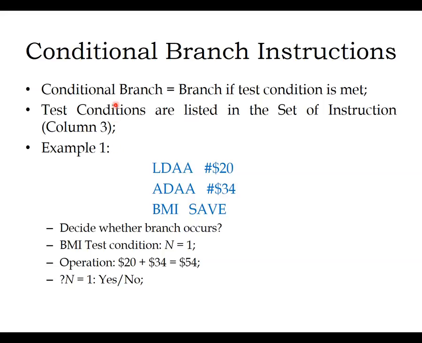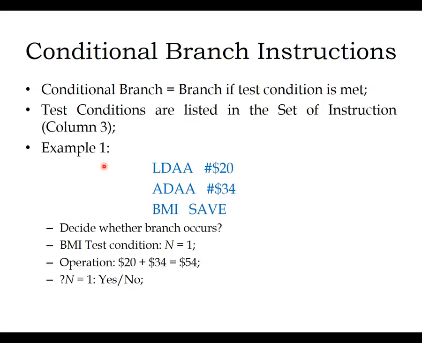Now, let's say we are looking at the conditional branches. The conditional branch means the branch will occur if a certain condition is met. Now, how do I know what the condition for the branch is? If I go to my instruction set, you will find the branches, and in column 3, you will actually see the test condition, meaning the condition for the branch. So basically, test conditions are listed in the instruction set column 3.